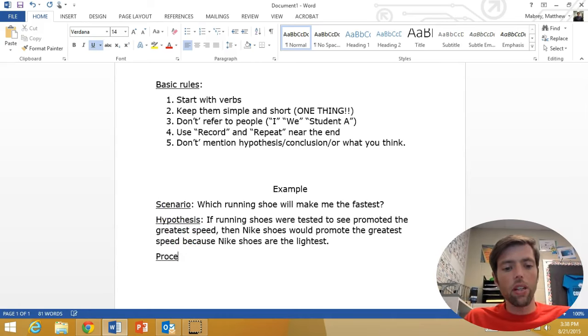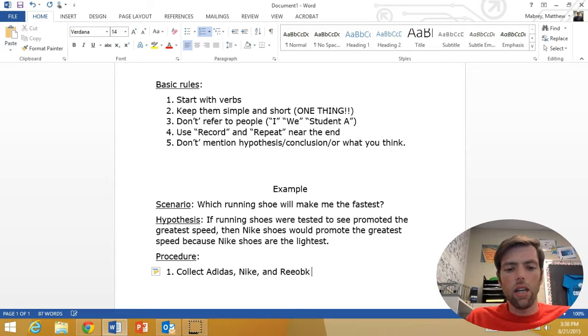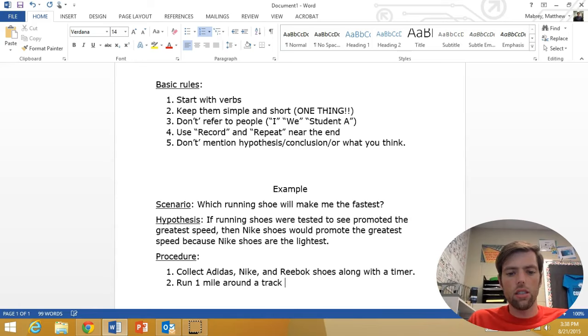This is the part you're going to maybe want to start copying down as an example because I'm going to follow my rules. First steps, it's always good to say what you need to collect together. So: get some Adidas, Nike, and Reebok shoes along with a timer. Then run 1 mile around a track for time. Record the data.